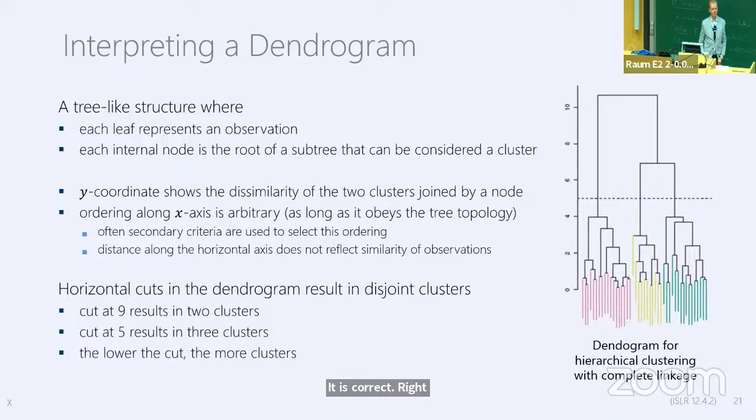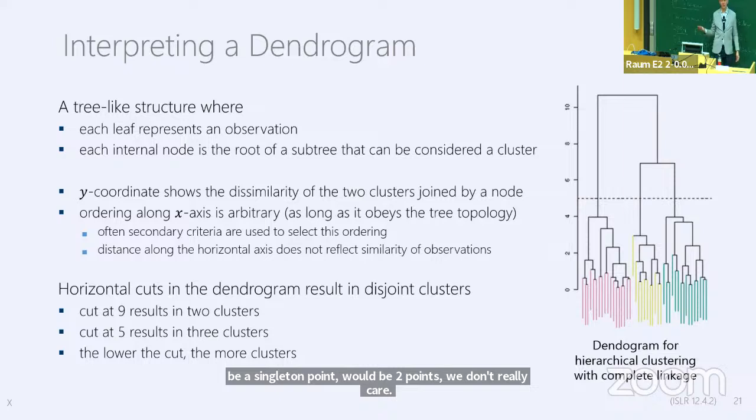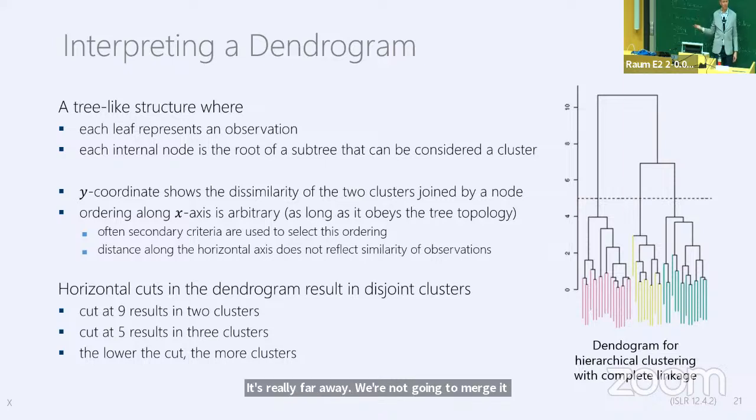We're comparing always distances between clusters. So if there's one cluster that's really far away, it could be a singleton point, it could be 2 points, we don't really care, but it's really far away, we're not going to merge it with any of the others until, well, at the very, very end, right? Or very late in the game. Basically, when we're merging clusters that don't really want to be merged.